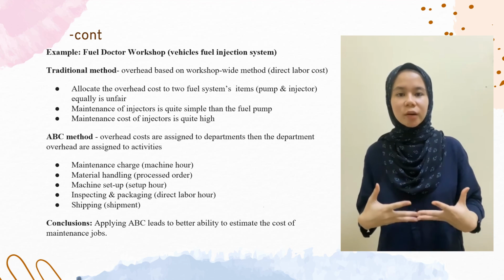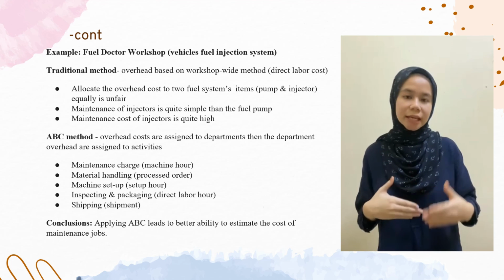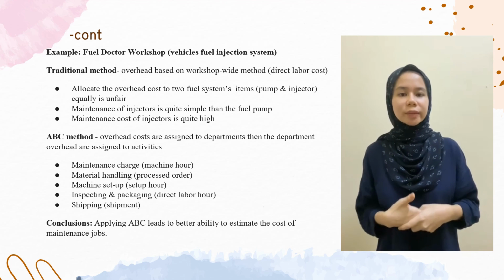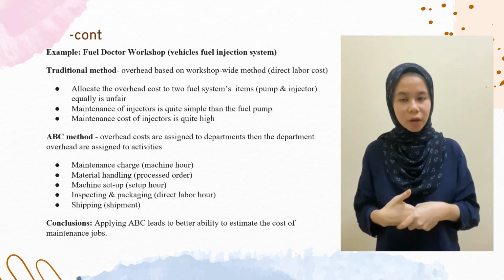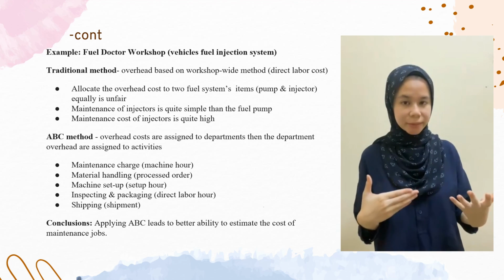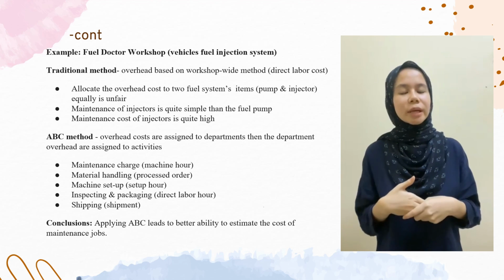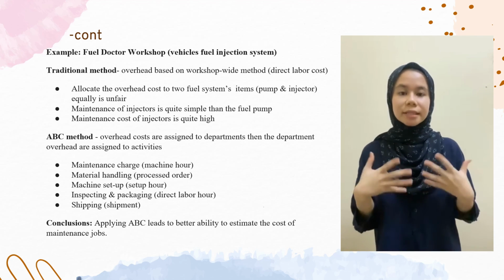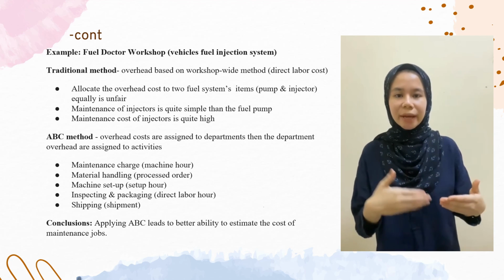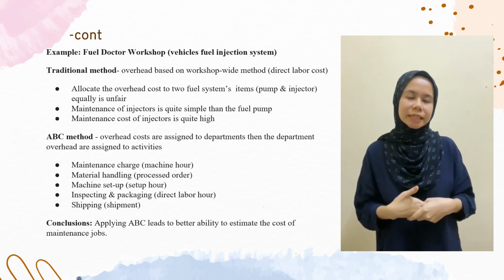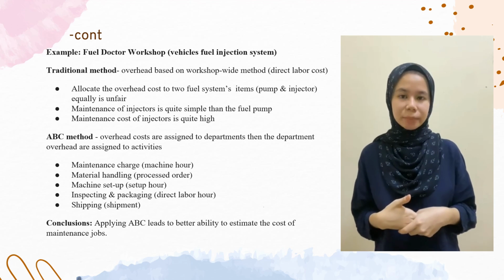Using ABC, overhead costs are assigned first to departments, then the department overheads are assigned to the activities. Costs are allocated to the serviced maintained product based on an allocation rate per cost driver for each individual activity. For the maintenance charge, it used the machine hour, and for material handling, it used the process order. Setup hour is used to calculate the machine hour used, while for inspecting and packaging costs, they allocate from direct labor hours. Lastly, shipping cost is allocated per shipment.